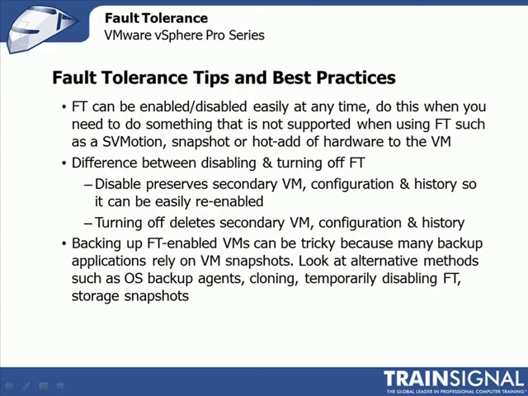Backing up fault-tolerant enabled VMs can be tricky because many backup applications rely on virtual machine snapshots. You should look at alternative methods such as traditional OS backup agents that run inside the VM, cloning VMs and then backing up the clones, or temporarily disabling fault tolerance when you run backups on the VM, and also using storage snapshots to back up the data store that your VM is on.